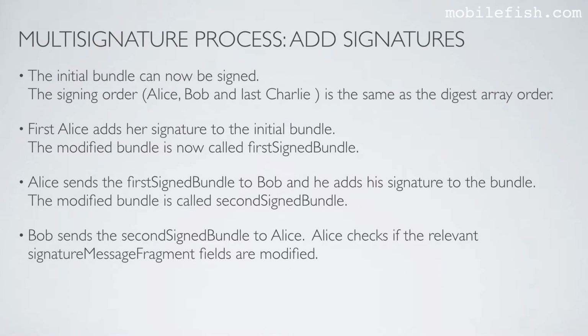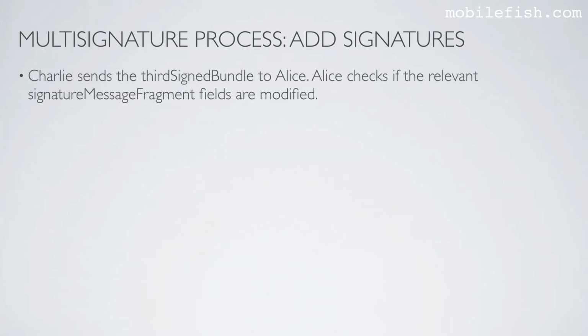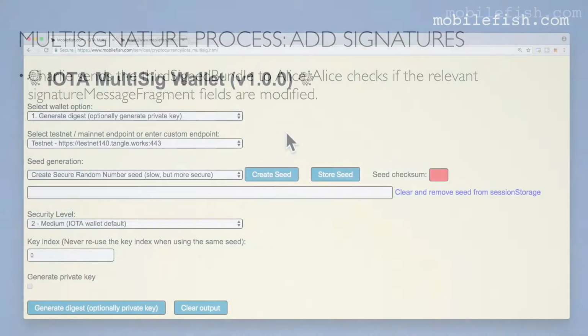Alice checks if the relevant signature message fragment fields are modified. Alice sends the second signed bundle to Charlie, and he adds his signature to the bundle. The modified bundle is called third signed bundle. Charlie sends the third signed bundle to Alice. Alice checks if the relevant signature message fragment fields are modified.